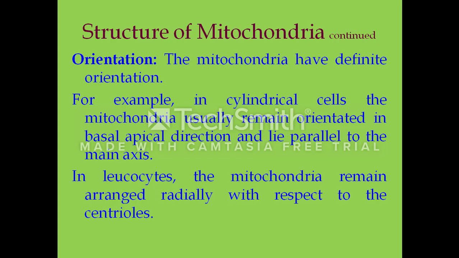Orientation. Mitochondria have definite orientation. How they will be located inside the cytoplasm, how they will be oriented, they have definite orientation. For example, in cylindrical cells, the mitochondria usually remain oriented in the basal apical direction and lie parallel to the main axis. In leukocytes, the mitochondria remain arranged radially with respect to the centrioles. In leukocytes, they are arranged radially. But in case of the cylindrical cells, they are parallel to the main axis.